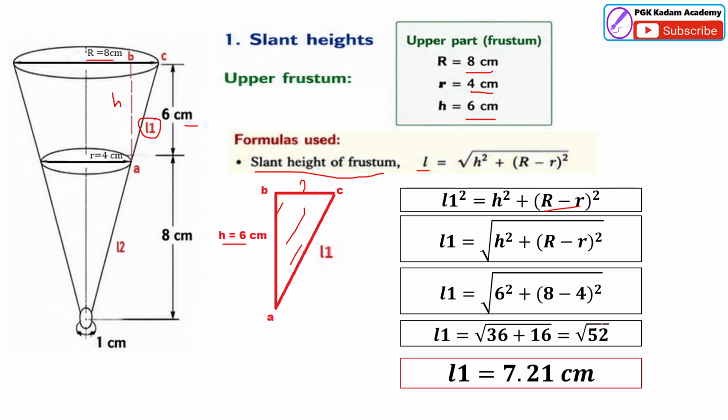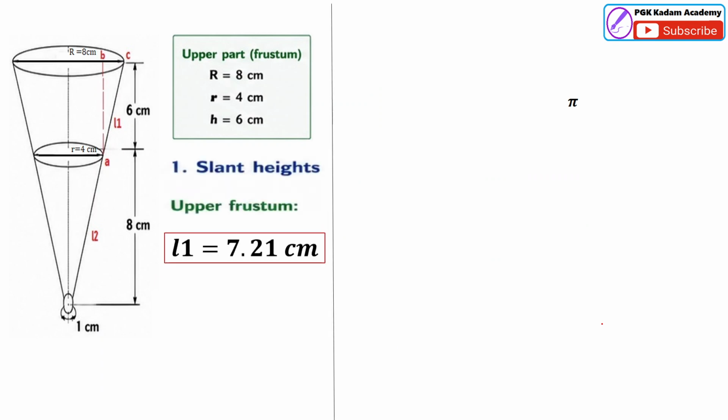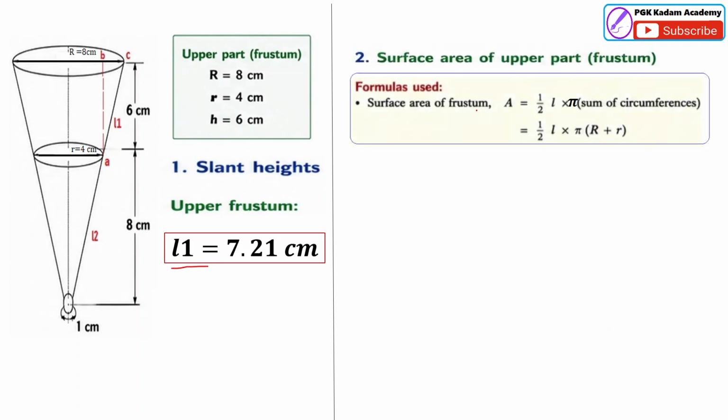Now once we find out the slant height of this upper frustum, we have to calculate the area. For this purpose, the upper part dimensions we already know. The slant height we have already calculated. But we find out the base area of the upper part frustum. The frustum area we can find out by using this formula: A, area, is equal to half into L into pi, set the bracket, sum of circumferences.